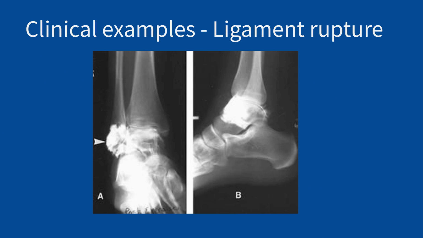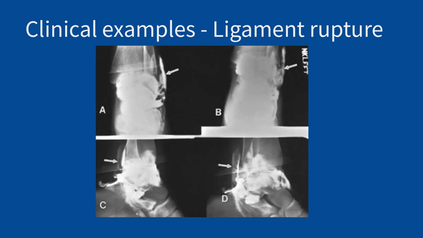fluoroscopy. And in this case, we see an anterior talofibular ligament tear where we have this contrast extravasation at the place of the arrow. And here we see a more extensive rupture where we see actually contrast going into the peroneal tendon sheath.